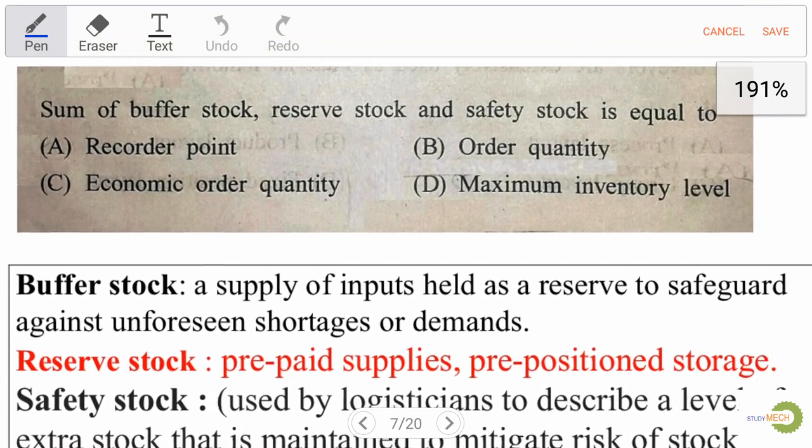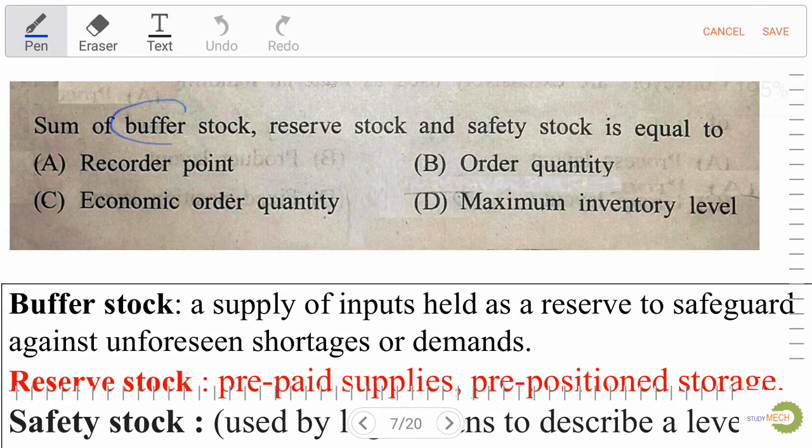Now let's move to the next question. Sum of buffer stock, reserve stock and safety stock is equal to option A reorder point, option B order quantity, option C economic order quantity, and option D maximum inventory level. Well, our right answer is option A reorder point.